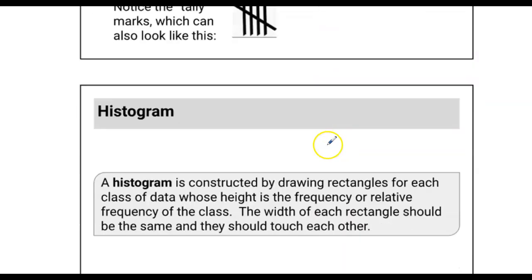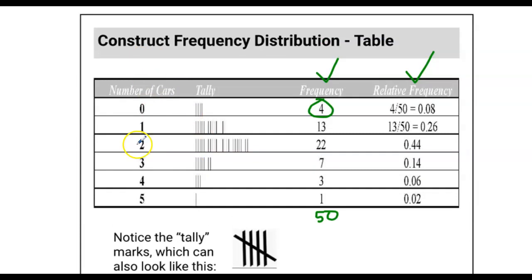A histogram, from the Greek, because as you know, all words in math are either Greek or Latin. A histogram is constructed by drawing rectangles for each class of data whose height is the frequency or relative frequency of the class. So, in other words, for each one of these categories, in this case number of cars, we are going to draw a rectangle that goes up to a certain height.